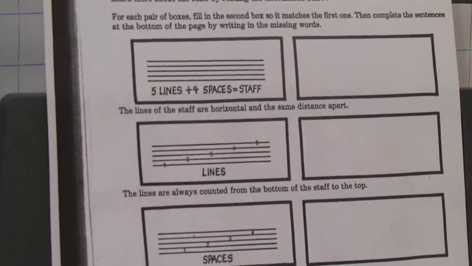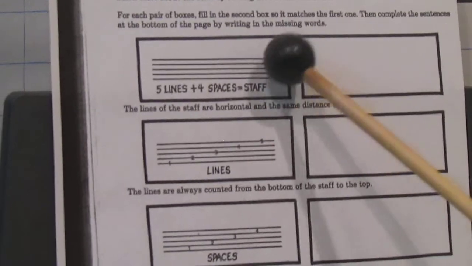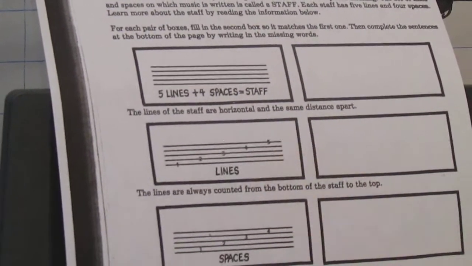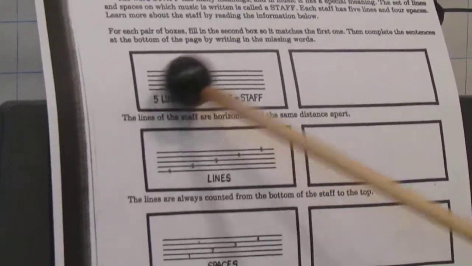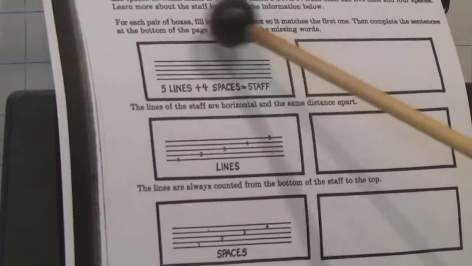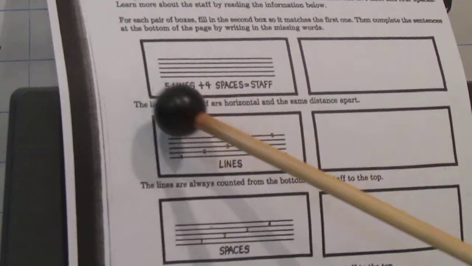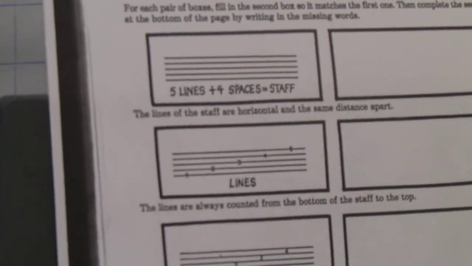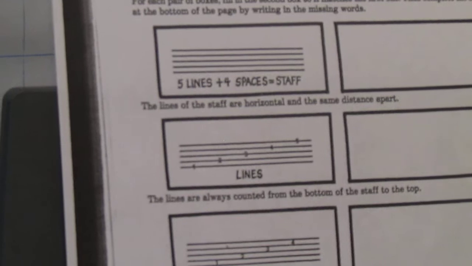This is what I want you to do right now. In your notebook, I want you to draw the same thing that you see here. Put it down in your notebook. I want you to draw for me a staff. As you can see, you have 5 lines and 4 spaces. Can you see? 5 lines plus 4 spaces equals a staff. That's exactly what I have here.